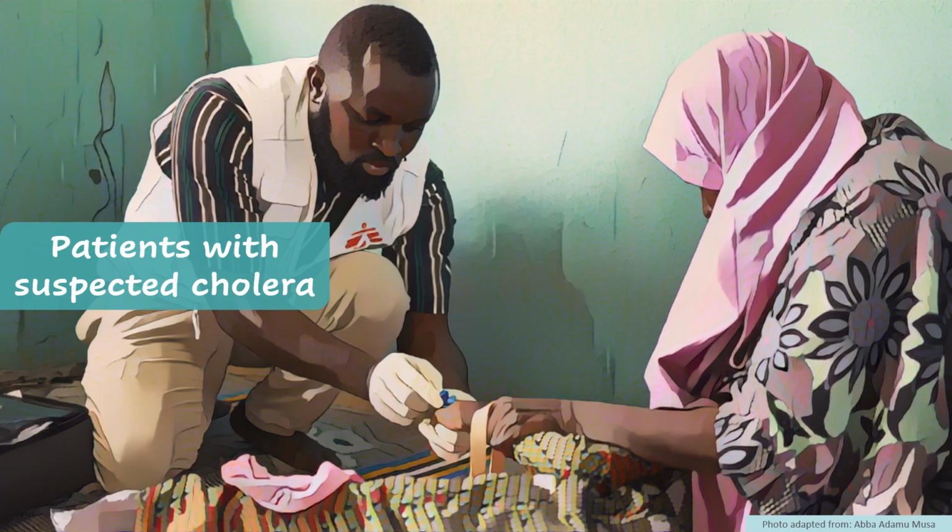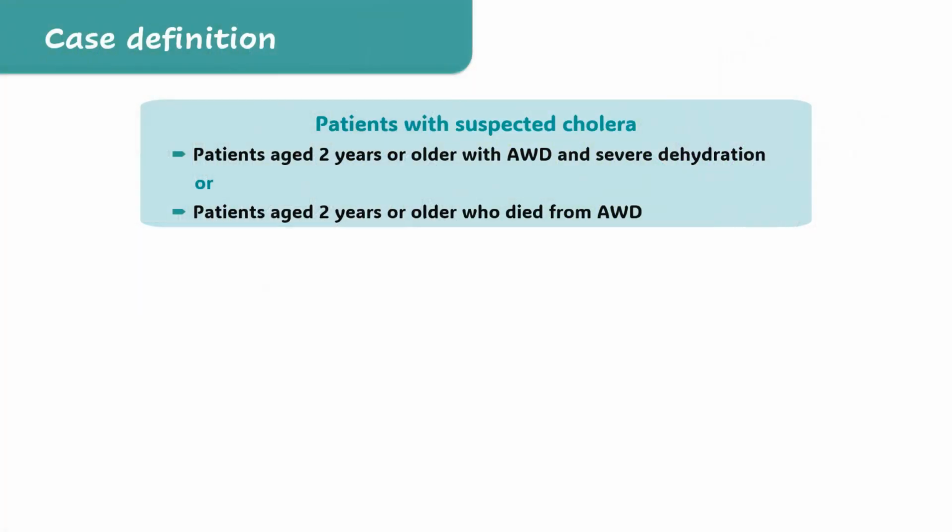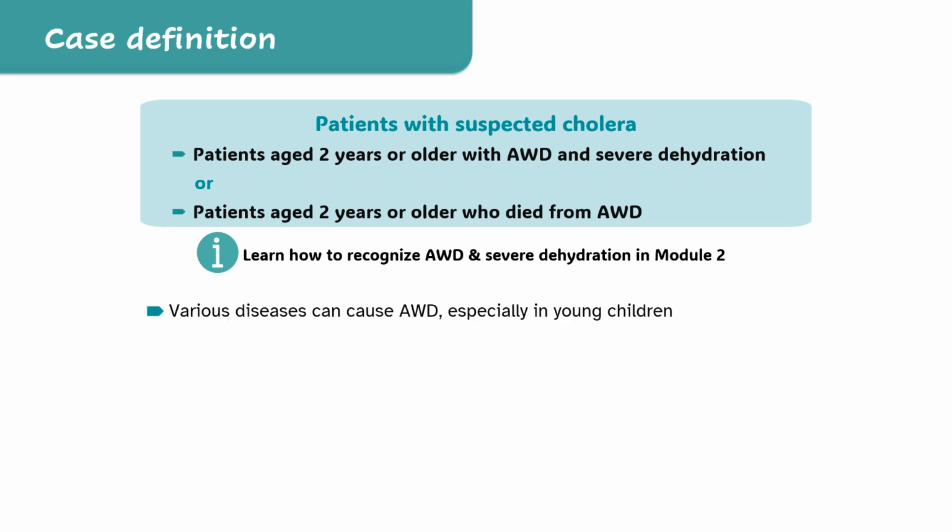Let's see how to identify patients with suspected cholera when surveillance is for early detection. When surveillance is implemented for early detection, a suspected cholera case is any patient aged 2 years or older who has acute watery diarrhea, AWD, and severe dehydration, or any patient aged 2 years or older who died from AWD. If you are unsure about how to identify AWD or severe dehydration, we encourage you to go back to Module 2. Various diseases can cause AWD, especially in young children.